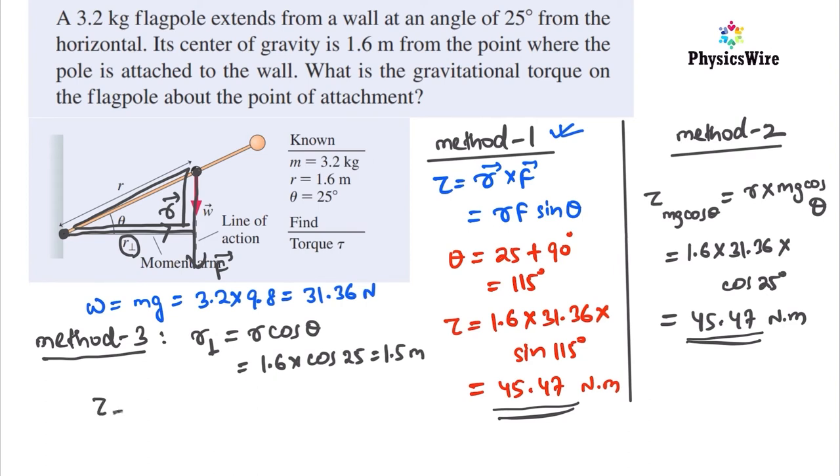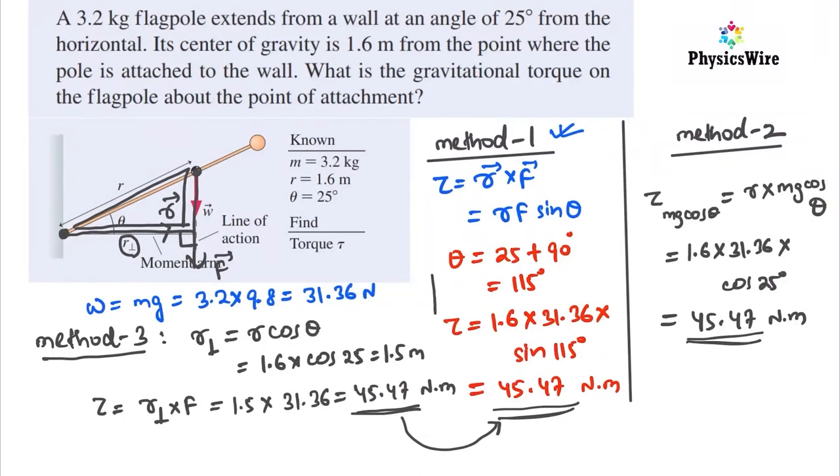Now torque equals r cross f. So here r is r perpendicular times F times sine theta. Theta is 90 degrees. Here you can see the angle between r perpendicular and force is 90 degrees. So r perpendicular is 1.45 and force or weight is 31.36, which again equals 45.47 Newton meter, the same as we calculated before. So you see there are different ways to calculate the torque.